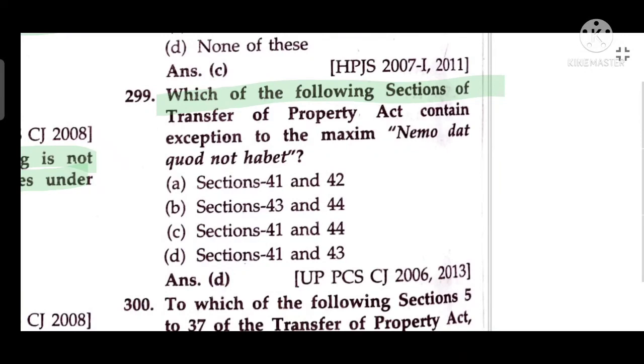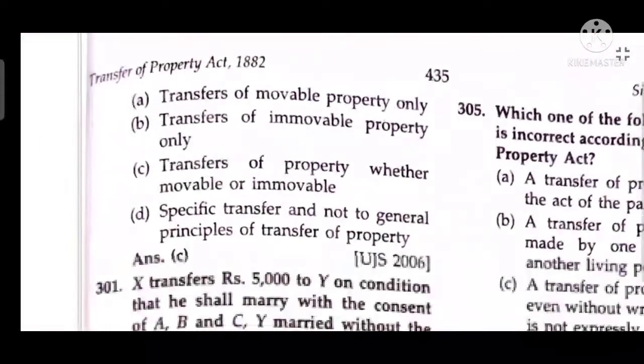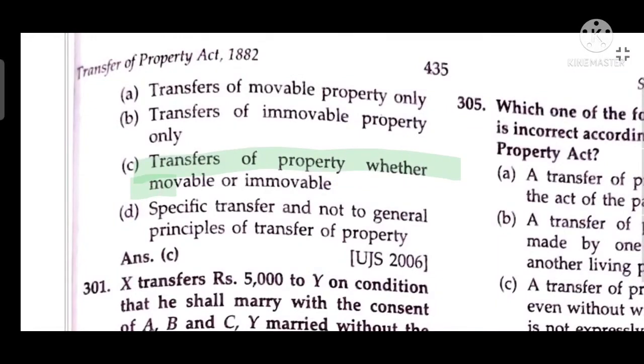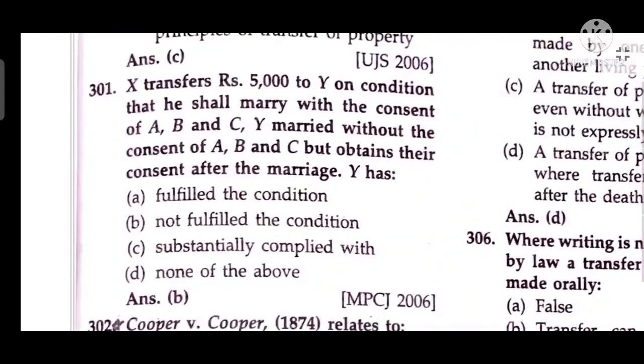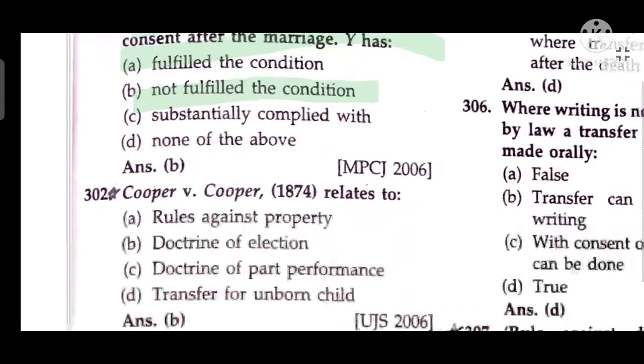Which one of the following sections of Transfer of Property Act contains exception to the maxim nemo dat quod non habet? Section 41 and 43. To which one of the following does section 5 to 37 of Transfer of Property Act 1882 apply? Transfer of property, whether movable or immovable. X transfers rupees 5,000 to Y on condition that he shall marry with the consent of A, B, C. Y married without the consent of A, B, C, but obtained their consent after marriage. Y has not fulfilled the condition.